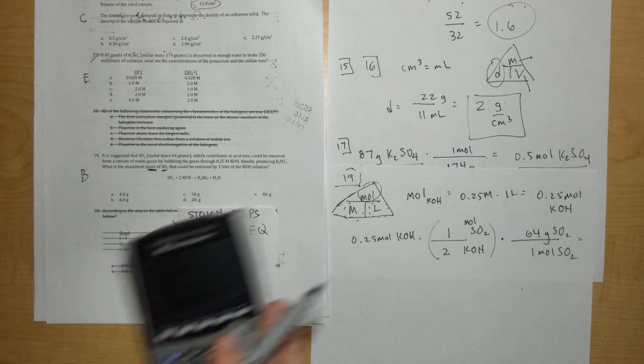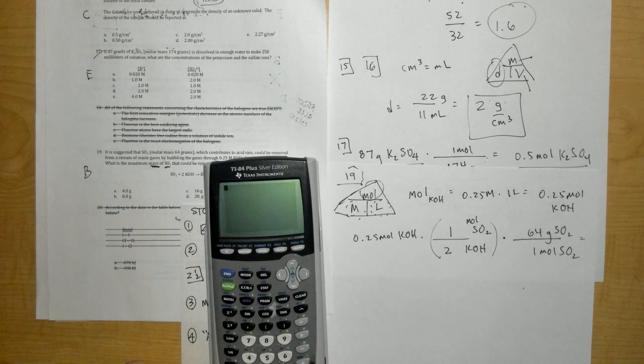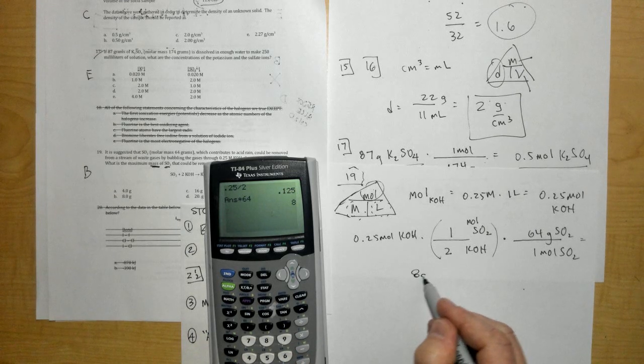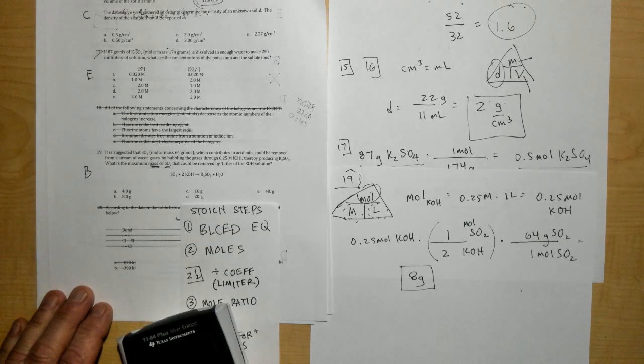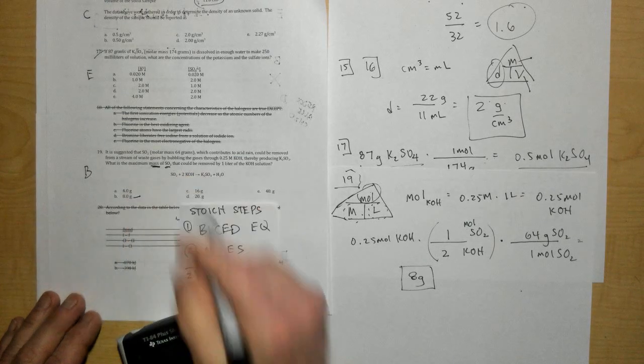So let's do this on our calculator. We have our 0.25, and then I'm going to divide that by 2. And then I'm going to multiply that by 64. And I'm given that I would be able to neutralize 8 grams of it, which is letter B right here.